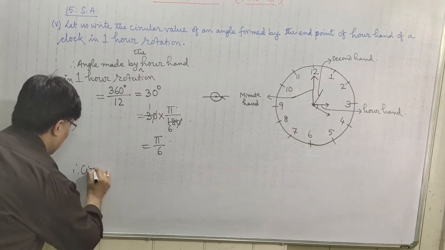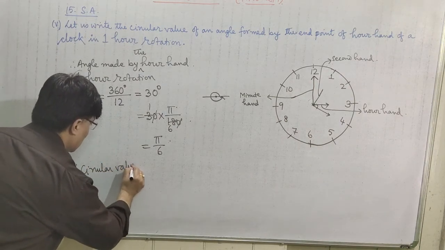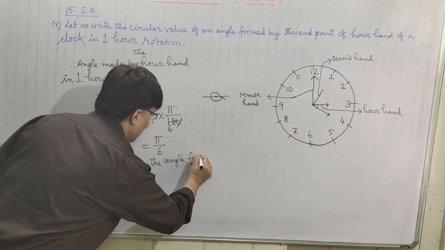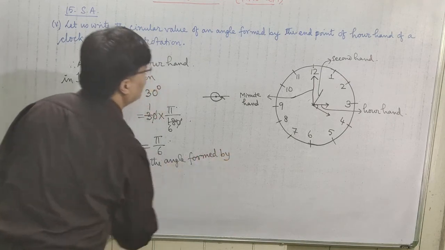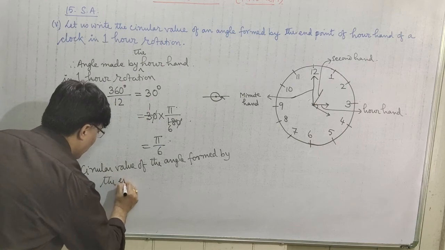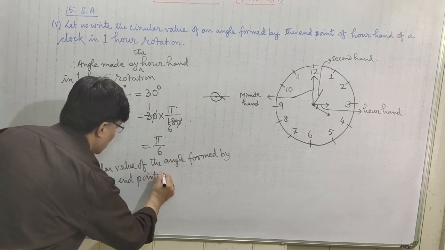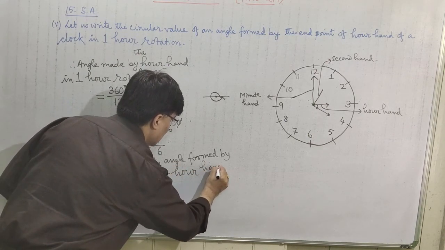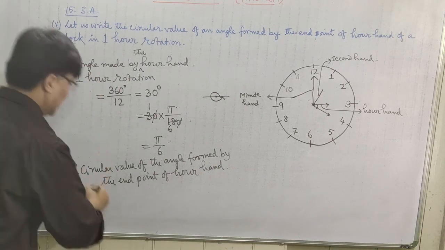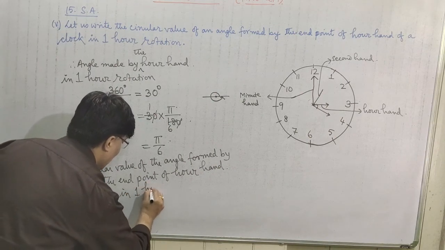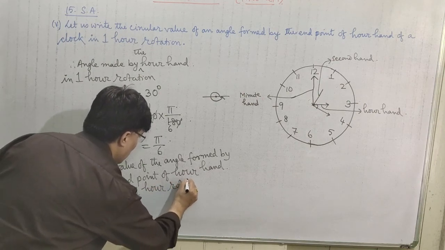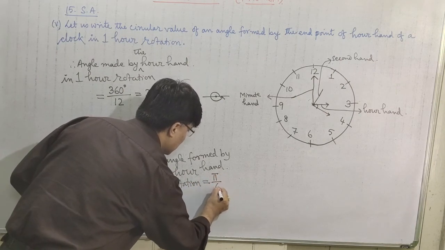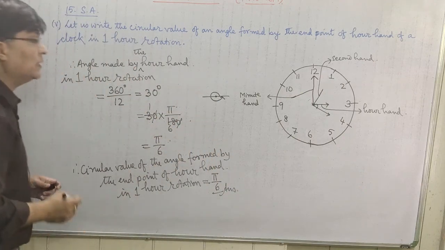So let us write down the answer. Therefore, the circular value of the angle formed by the end point of the hour hand in 1 hour rotation is equal to pi by 6. So this is the final answer.